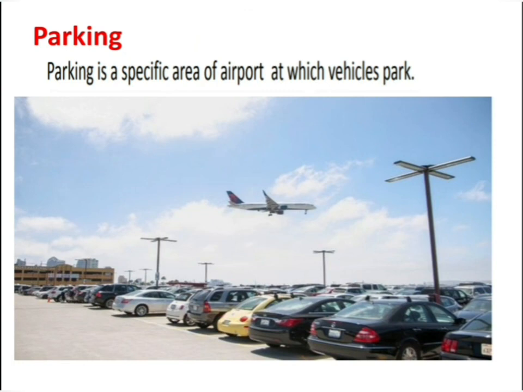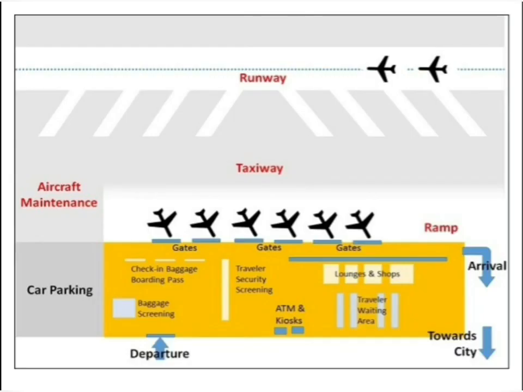Next one is the parking. Parking is the specific area of the airport at which vehicles can park. These are the different components of an airport. This is the complete layout of the airport. In this figure you can see each and every component of the airport. You can call this the complete layout of the airport.